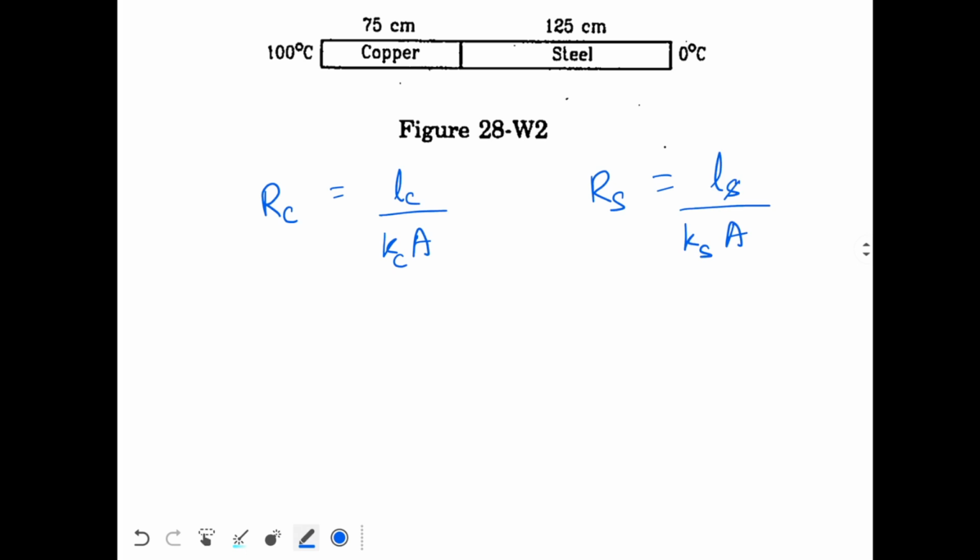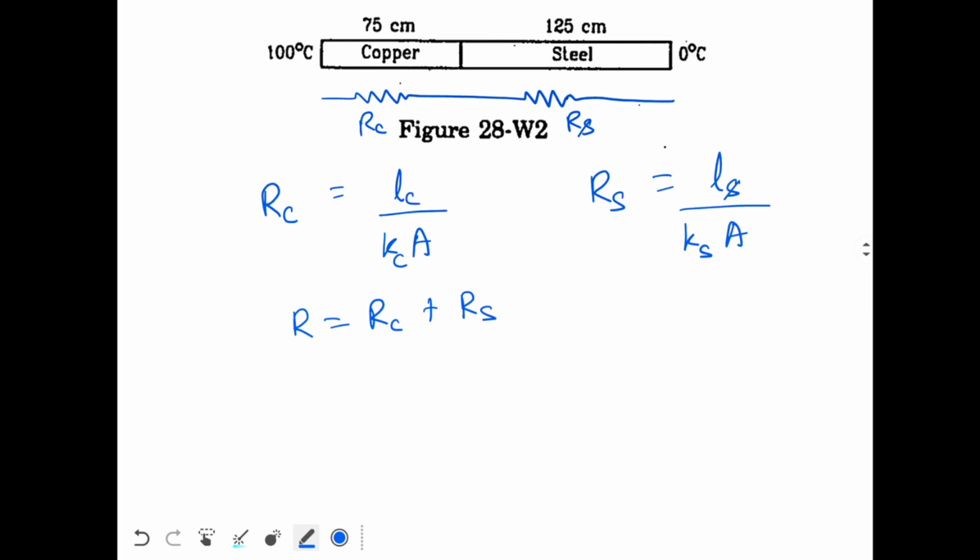Okay, so in this diagram, since they are connected end to end, we can say that they are connected in series like this. So this is RC and this is RS. All right, they are connected in series, which means we can add them together to find the net resistance. So net resistance will be RC plus RS.